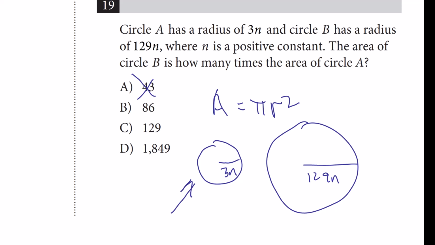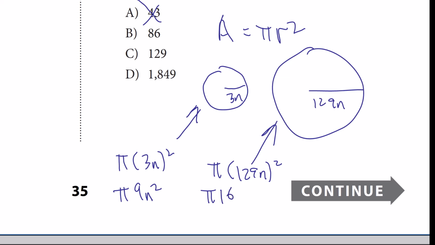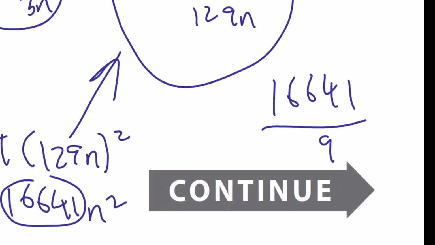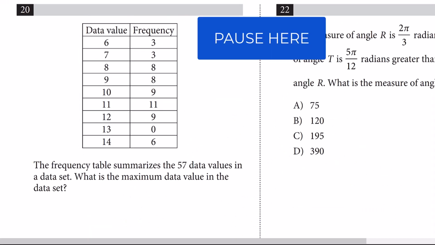So for this circle here, the small one, you got pi times 3n squared. Now you have to put the whole 3n in there. I don't know why a lot of people leave that out. So it's pi 9n squared. This other one is going to be pi times 129n squared. So this is when you bust out your calculator and you figure out that 129 squared is going to be 16,641 n squared. So you got 9, 16,641. We're going to compare these two numbers, and that's going to give you 1849. D.